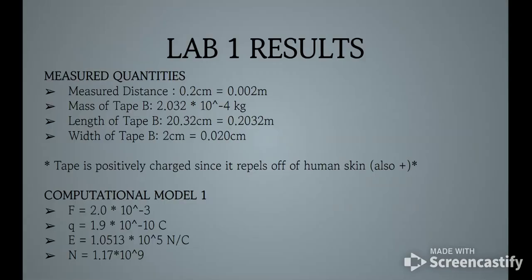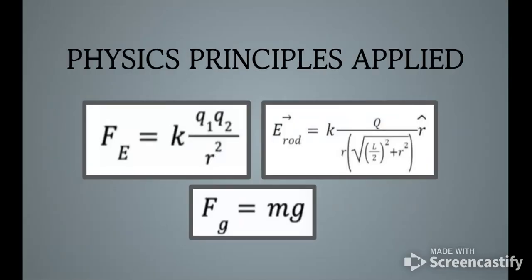and since like charges repel, we're going to get that representation we see there. And then for our computational model, where we did treat it like a point charge, here are the values listed below. The important thing to note is the charge itself, which is 1.9 times 10 to the negative 10 coulombs. That will come up later when we compare it against the line charge.